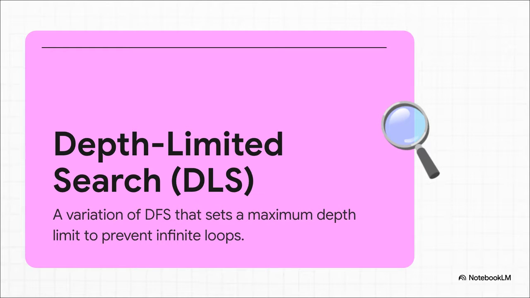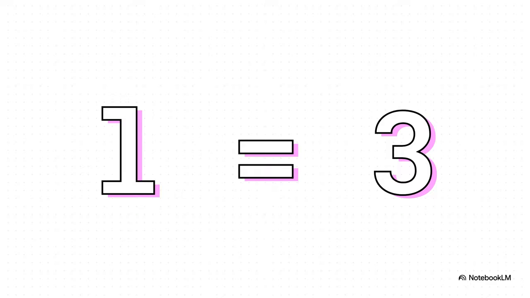We tell it, hey, you can go deep, but you are not allowed to go deeper than this specific limit. It's like a safety harness that stops it from wandering off into an infinite abyss. So let's just say we set that depth limit. We'll call it L equals 3. Our agent goes on its usual deep dive, but now it has this new rule. The moment it gets 3 steps away from where it started, it has to stop. It has to treat that point like a dead end, even if the path could actually go on.